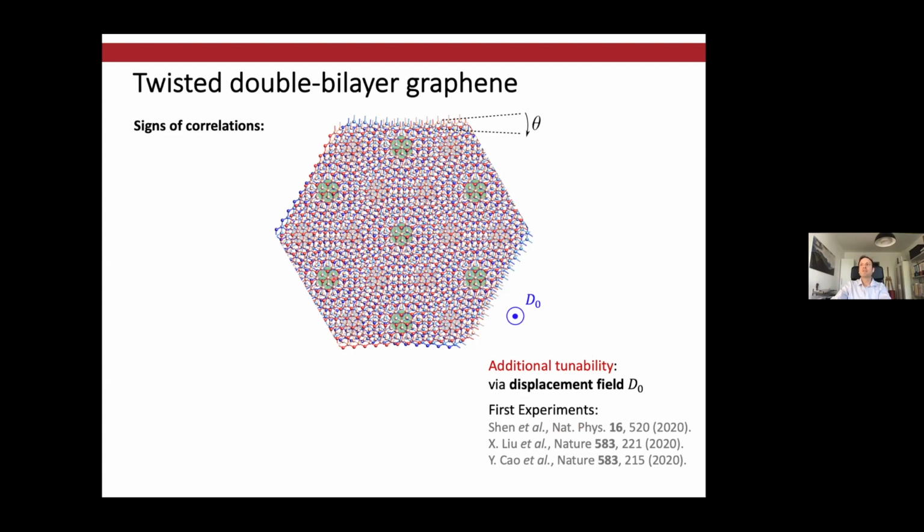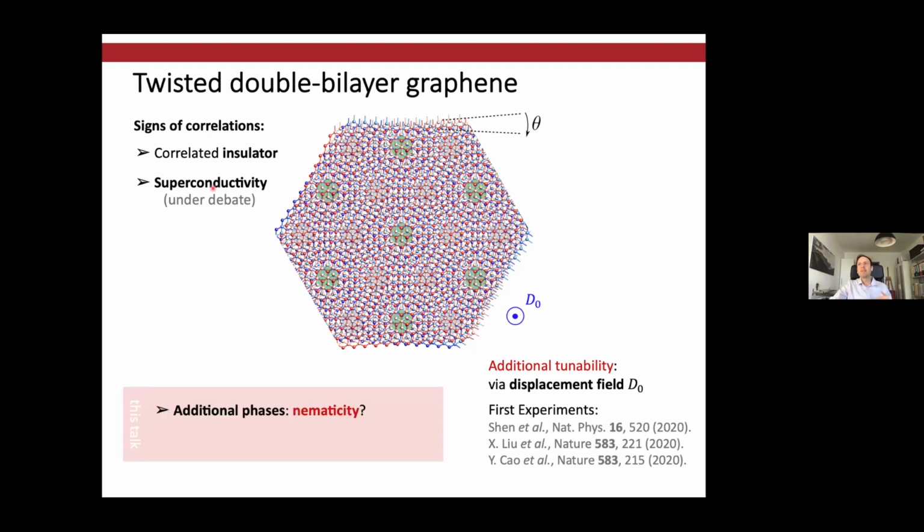The system has been realized experimentally, and this gate tunability, this displacement field tunability, has been observed, and even in this first set of experiments, already signs of strongly correlated behavior, such as correlated insulators and possibly superconductivity, have been observed. If I have some time at the end, I will come back to twisted double bilayer graphene and provide briefly some evidence for nematic order, discuss its predominant microscopic nature, and I will further illustrate, using nematicity, the displacement field tunability of the physics of that system.